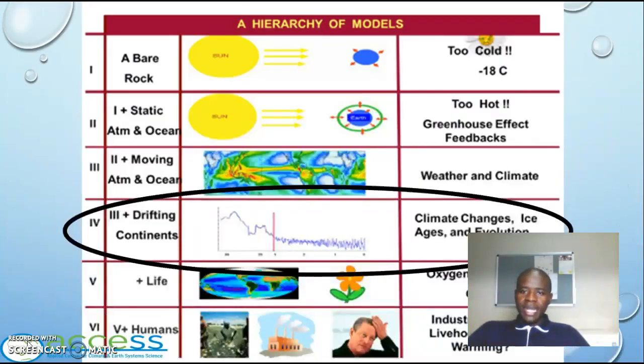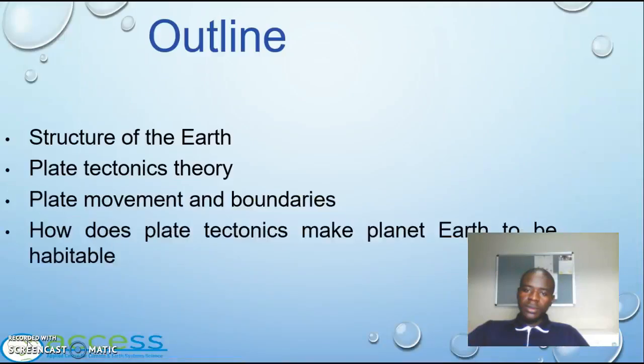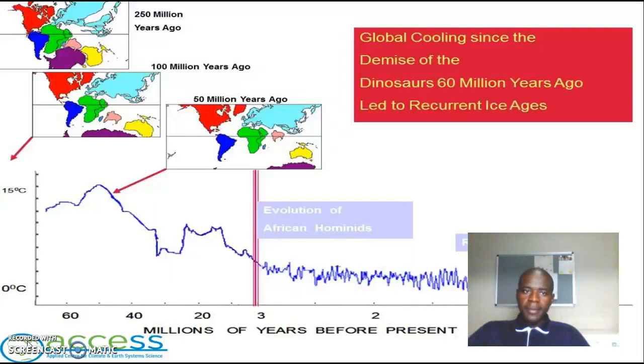Plate tectonics falls under climate change, ice age, and evolution, at the hierarchy of modules. In this presentation, I'm going to highlight the structure of the Earth, plate tectonic theory, plate movement, and boundaries. How does plate tectonics make planet Earth habitable? This graph illustrates how plate tectonics changed our planet, Earth, over time.